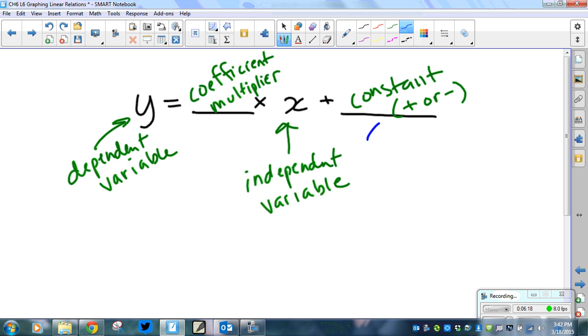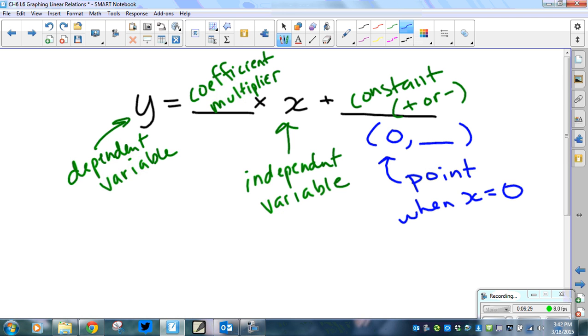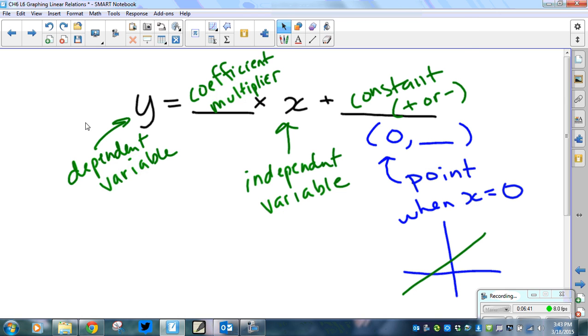And the constant is always going to be some point at 0, comma something. Okay, it's the point when x equals 0. And so when we were making our tables, I said, look for the point where x equals 0. That's a really important point for us. So that's our constant. That's where x equals 0. That's the point if we look on the graph, where our line is crossing that vertical axis, or crossing the y-axis.